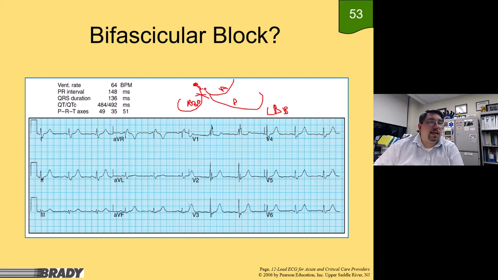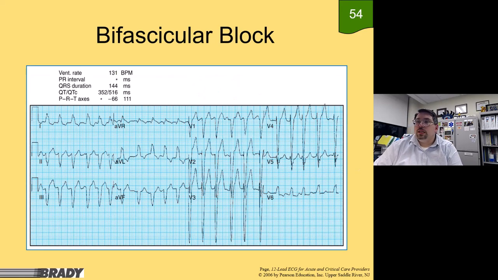But if I block on the left-hand side, now depending on the location of those blocks, whether it's posterior, anterior, or a left bundle branch block, that becomes a concern. But a right bundle branch block on its own is not a bifascicular block. Here's another example, though, that would be a bifascicular block.